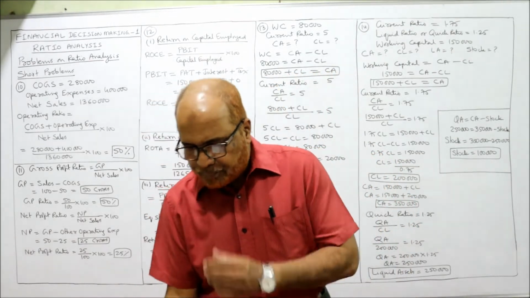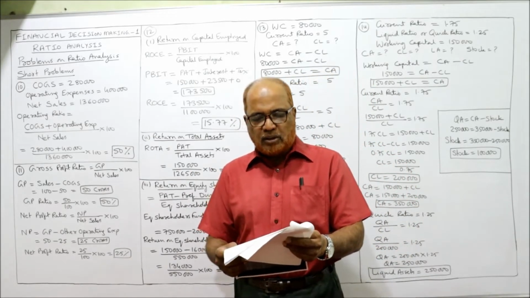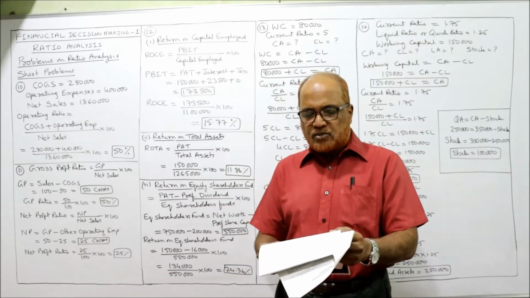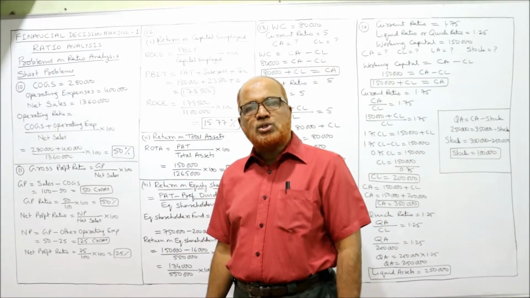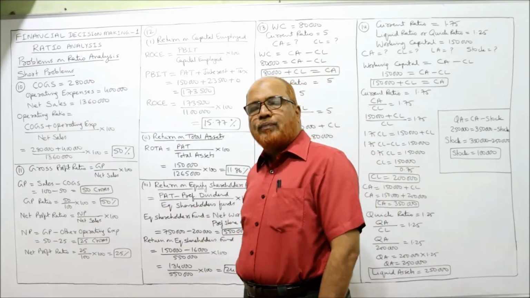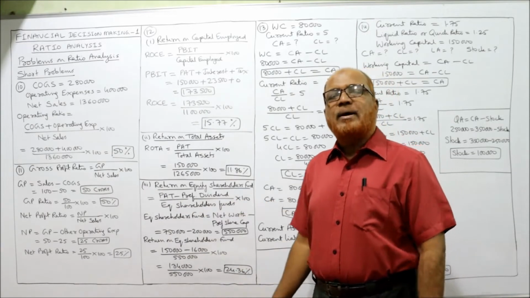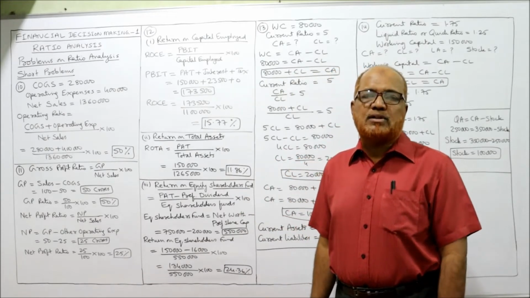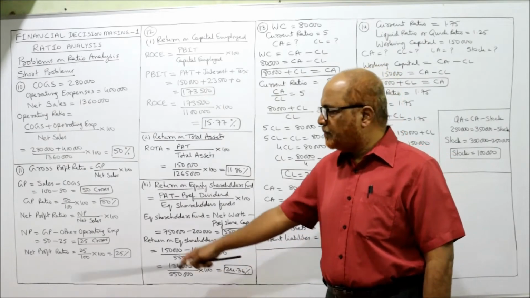Now the 11th problem. With the following particulars, find out gross profit ratio, net profit ratio and comment on them. Sales are 100 crores, cost of goods sold 50 crores, other operating expenses 25 crore. So we are given sales, cost of goods sold and operating expense. So first of all, gross profit ratio. The formula for gross profit ratio: gross profit by net sales into 100. But gross profit is not given. Now remember the formula to find the gross profit: sales minus cost of goods sold, you will get the gross profit.